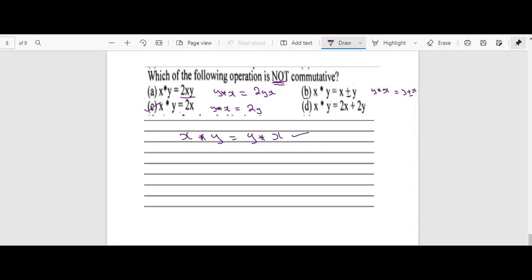So whenever you come across such a question, you just have to check for y star x and see if 2xy and 2yx would be equal, if x plus y and y plus x would be equal, since multiplication and addition are already commutative. In the exam, you will not be doing it in this detail, because addition and multiplication are commutative. So A and B would be commutative. Here we are finding not commutative, so we check the other options, like C, which is not commutative.